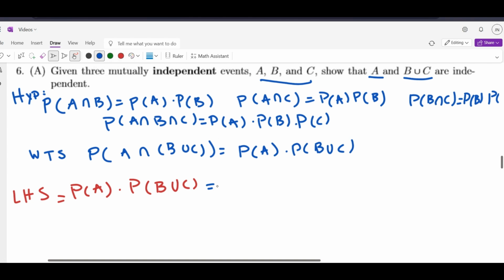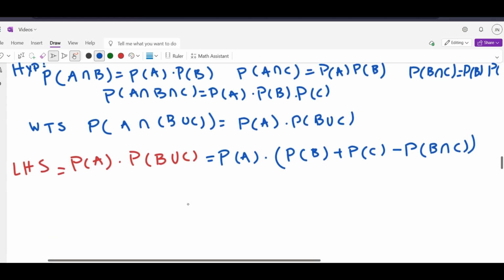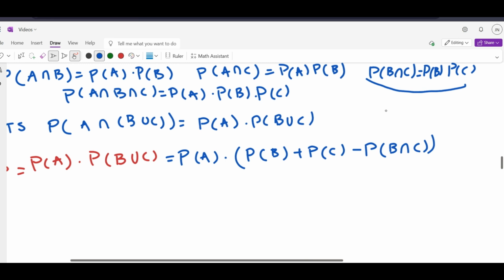So what do I know? I know probability of A, it cannot be simplified any further, but I know probability of B union C is probability of B plus probability of C minus the probability of their intersection. And I like that because if I convert the union to intersection, and I know that basically in my hypothesis, I can convert the probability of B intersects C, so I will do that.